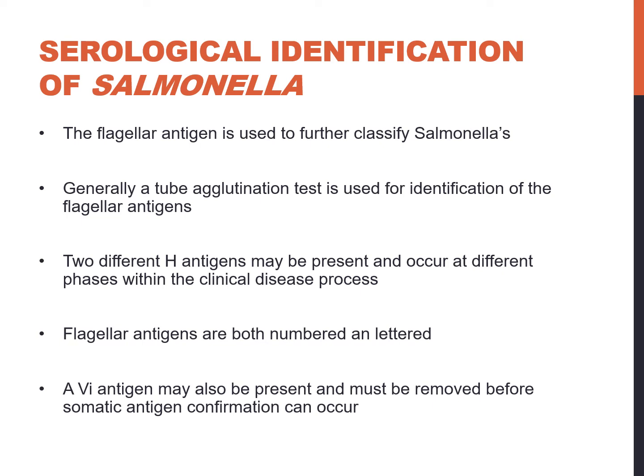But there's actually two different H antigens that present and occur at different phases within the clinical disease process. So it's important to test our patients a couple different times, at a couple different days or intervals. Flagellar antigens are both numbered and lettered, and a Vi antigen may also be present that can be removed before the somatic antigen confirmation can occur. We always want to remove any Vi antigens by heating or boiling and then reserotype.